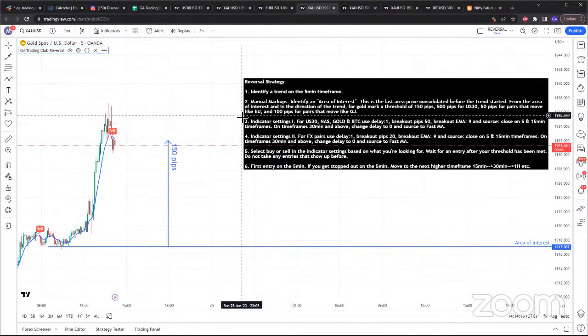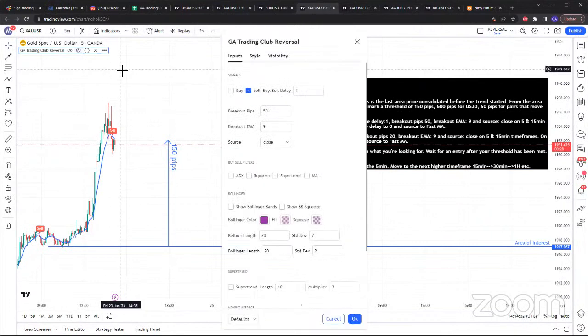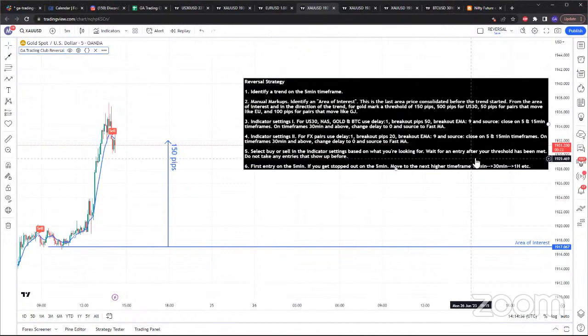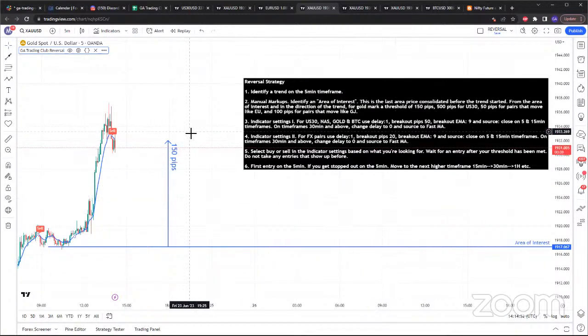So we're not, of course, going to do part number 3 because this is not an FX pair. So number 5, of course, select either buys or sells only, depending on what you're looking for. So here, I'm only interested in sells. So I go ahead and select sells only here. And then first entry should be on the 5-minute time frame. If you get stopped out on the 5-minute, move to the next higher time frame, 15-minute. Get stopped out on the 15-minute, move to the 30-minute. Get stopped out on the 30-minute, move to the 1 hour. You will rarely get stopped out of 5, 15, 30, 1 hour.